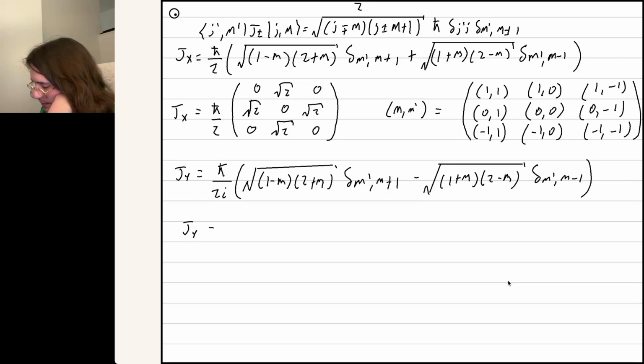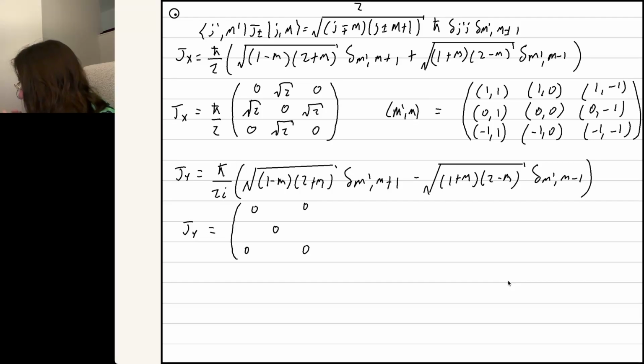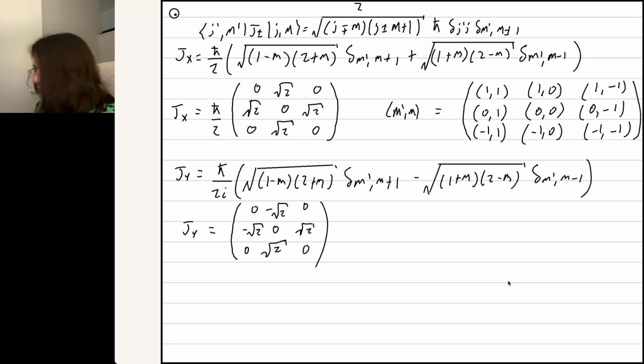Jy. Again, the diagonal terms are going to go away, leaving that stuff. It's just the off diagonals. So it's m prime m is equal to 1. So that should be minus. And this one should be minus. So then these two are the positive ones. Alright, that's jx and jy.